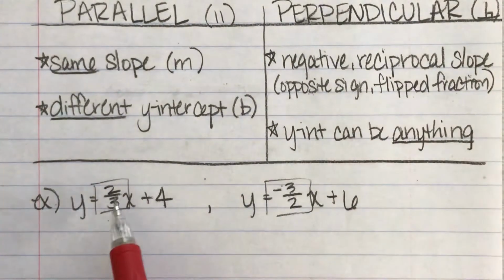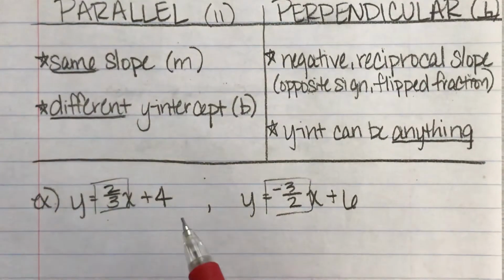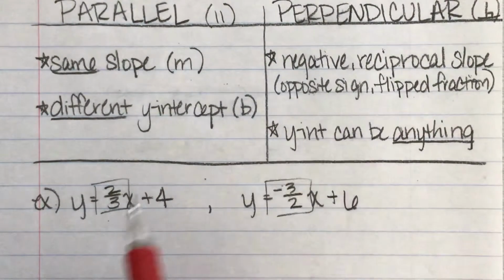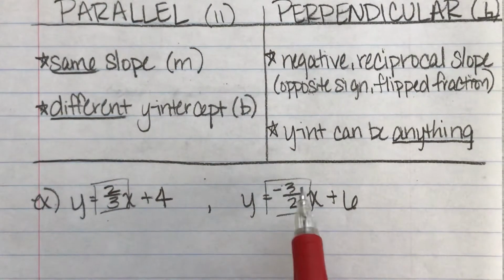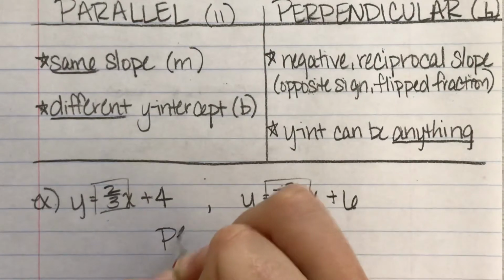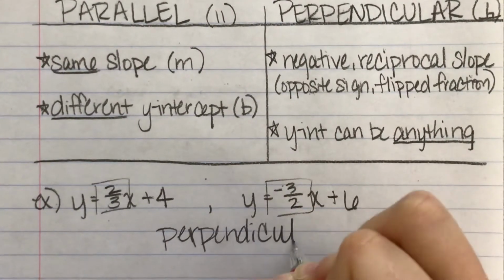So I have a positive 2/3 and a negative 3/2. Definitely not the same slope. They are opposite signs, positive and negative, and I do have a flipped fraction, 2/3 on one, 3/2 on the other. That tells me that these two lines are perpendicular, okay?